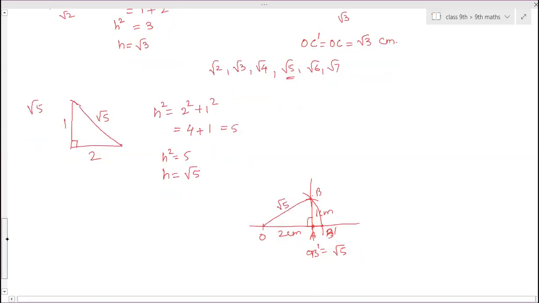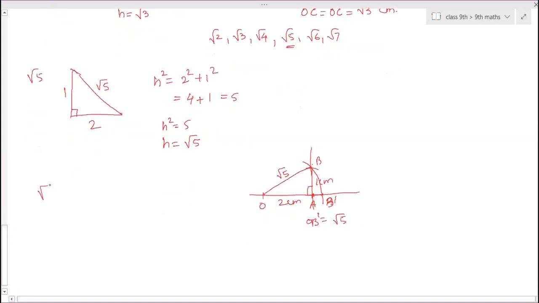Clear? Ma'am, here O is 0. O is the origin. Yeah, if we are on a number line, 0, 1, 2, 3, 4, O is the zero value. Yeah, okay. Now, if you want to draw root 13, then what will you do?